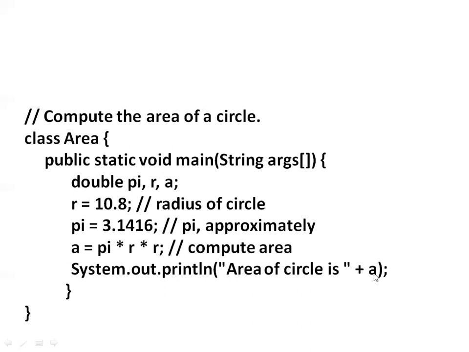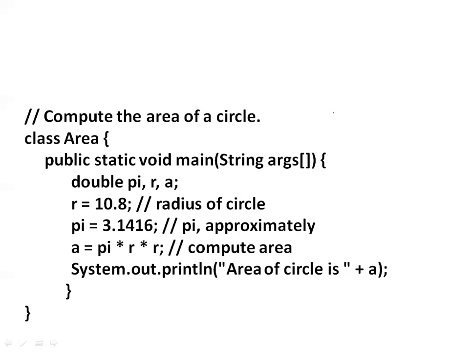Here, you can directly print a variable value just by concatenating the message with a plus. Okay, so this is how we can use these data types in our program.